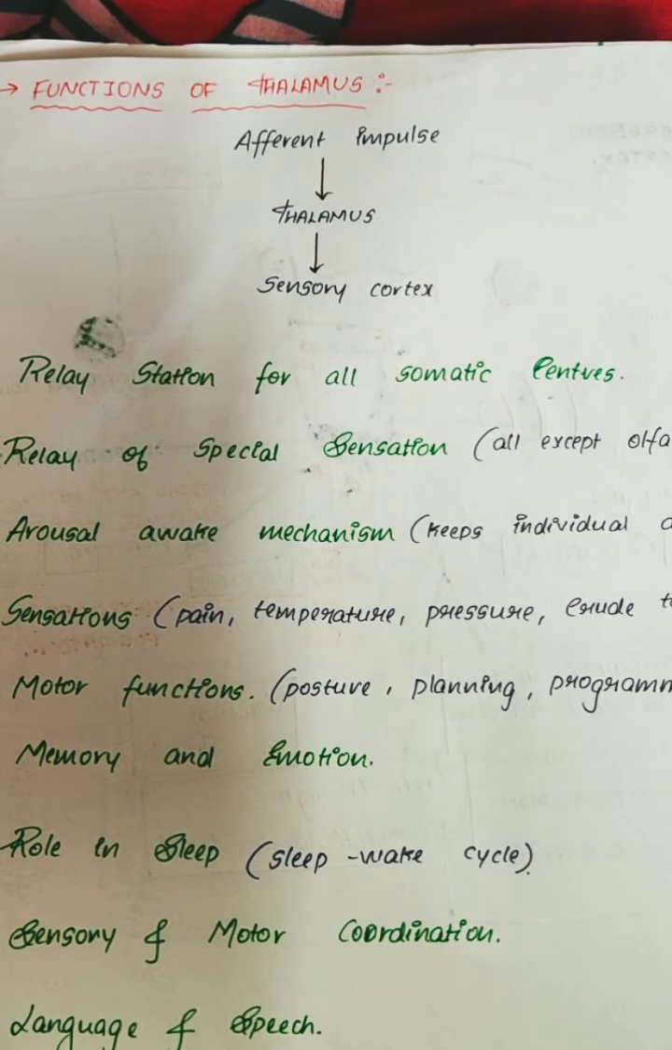So now we'll study about the thalamic syndrome, or what happens if there is any problem or lesion in the thalamus. There might be chances of occurrence of thalamic syndrome. It is a very important question, usually asked for 5 marks.